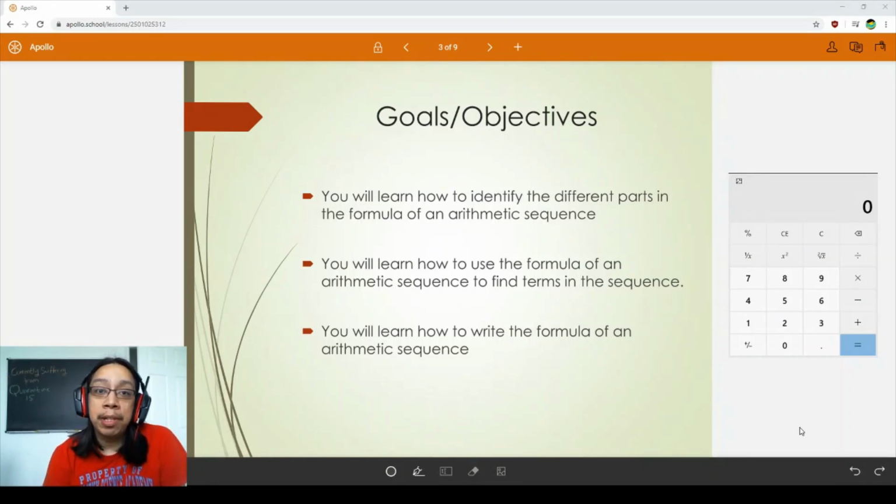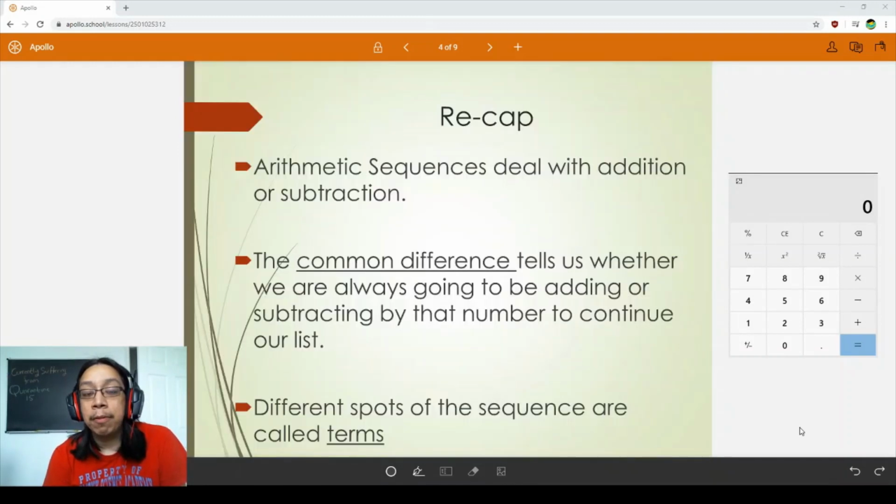So let's go ahead and recap what we already know about arithmetic sequences. Last time when we were talking about arithmetic sequences, we learned that arithmetic sequences deal with only addition and subtraction. The common difference tells us whether we're always going to be adding or subtracting by that number to continue our list. And finally, the different spots of the sequence are called the terms of the sequence. So just remember that in order for something to be an arithmetic sequence, you have to be able to see if the common difference is the same.